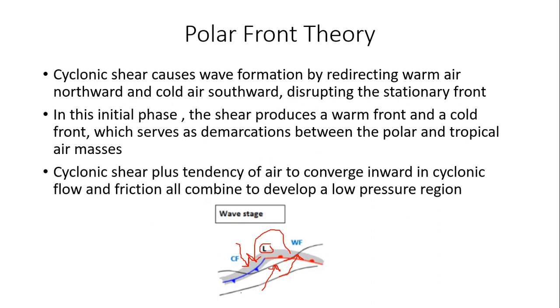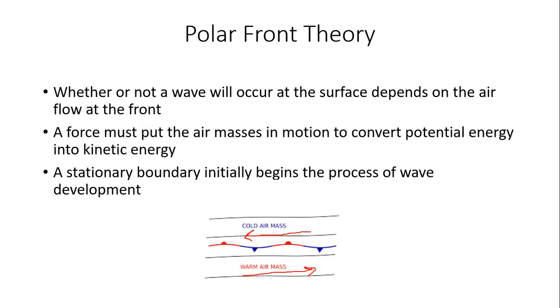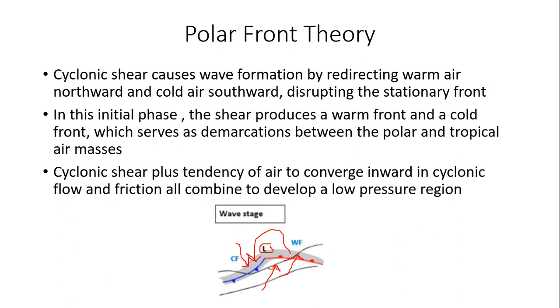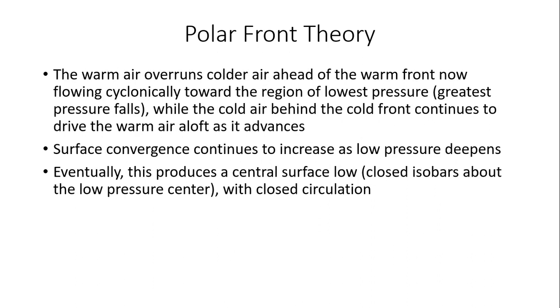So this is known as the wave stage. We go from a stationary boundary, no area of low pressure, no wave of low pressure developed along the boundary. Then the winds start turning in towards each other. Cyclonic shear is there. Warm air moving northward, cold air moving southward. This is going to disrupt the stationary frontal system. This is the initial or wave stage, which starts to get the air masses moving towards each other. The warm air is eventually going to overrun the colder air ahead of the warm front.